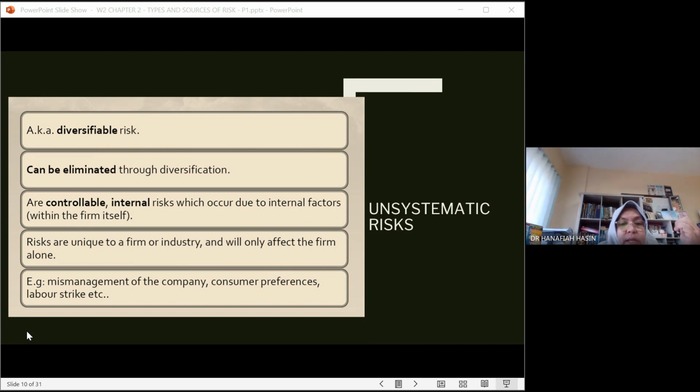And if it is related to the industry, maybe changes in regulation, technological obsolescence, or increased competition, that is considered industry risk.